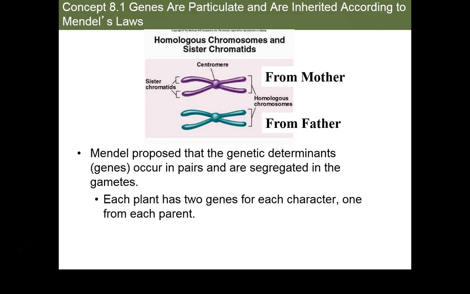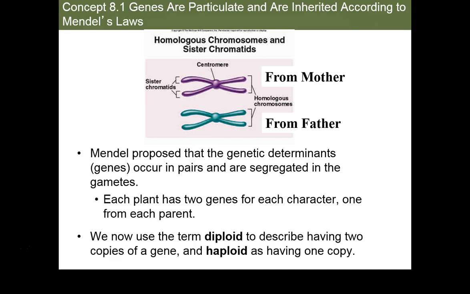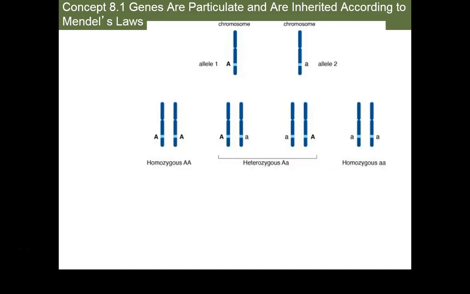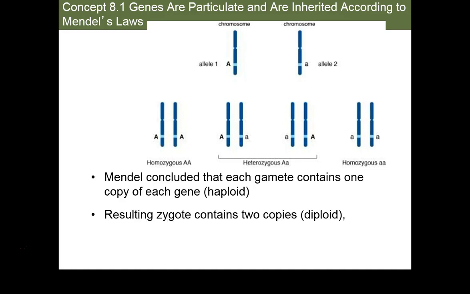We now use the term diploid to describe having 2 copies of a gene, and haploid as having 1 copy. Mendel concluded that each gamete contains 1 copy of each gene, and were haploid. The resulting zygote contains 2 copies, and are diploid. Since he didn't know about genes and chromosomes, he called these alleles. An allele is a different form of a gene that can give rise to a different trait.